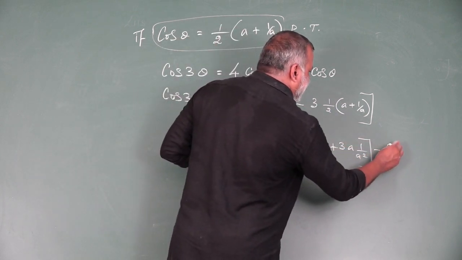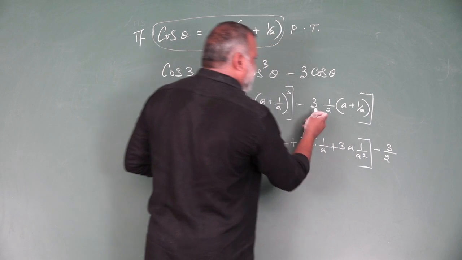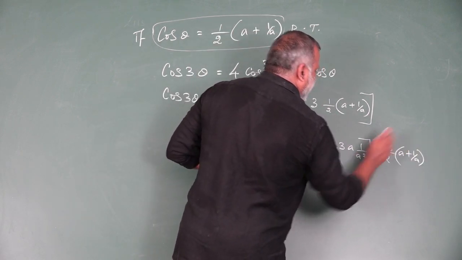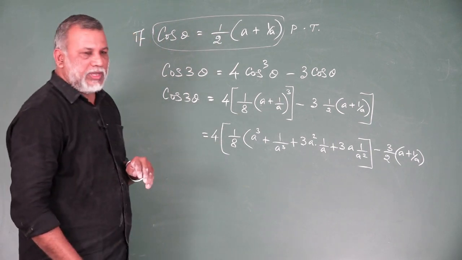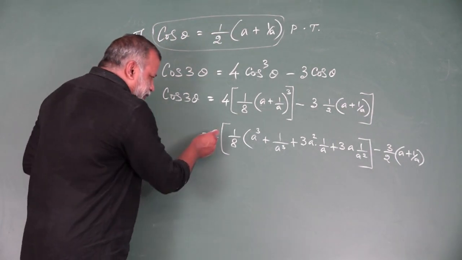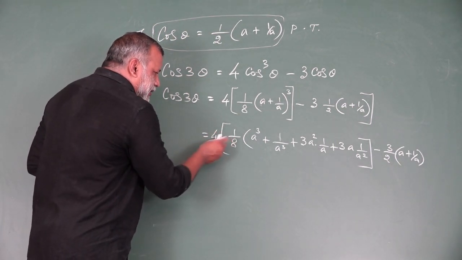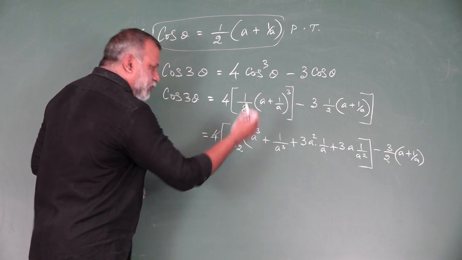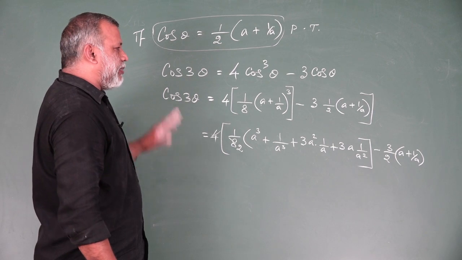After that we are having 3 by 2. This is 3 by 2 of a plus 1 by a. Now listen, this 4 and 1 by 8 will be cancelled. So this 4 and 1 by 8 cancelled means we can get 1 by 2.